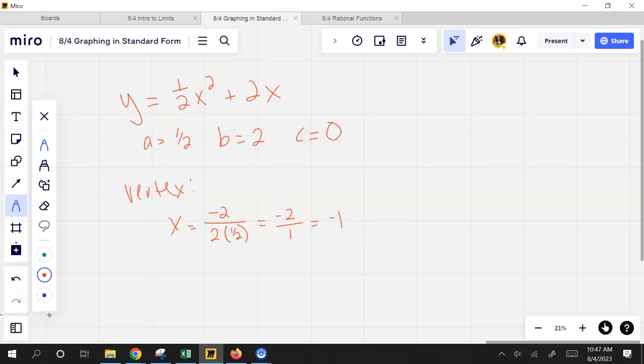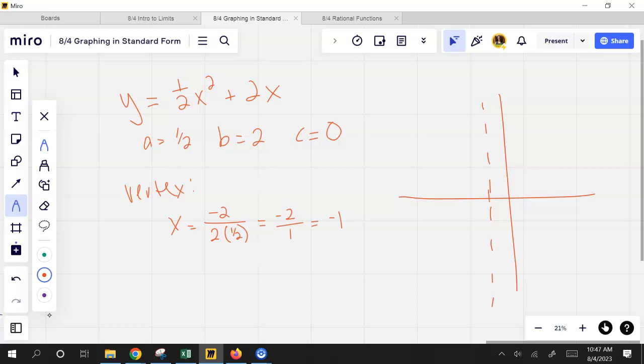So the x part of my vertex, which is also known as the axis of symmetry, is happening at -1, right? All right, so here's -1. Also my axis of symmetry. I need to find out where on that axis of symmetry that vertex falls. So how do I do that? How do I find the corresponding y value there? Plug it in. That's exactly right.